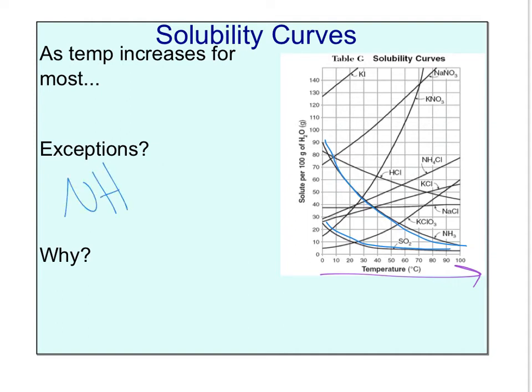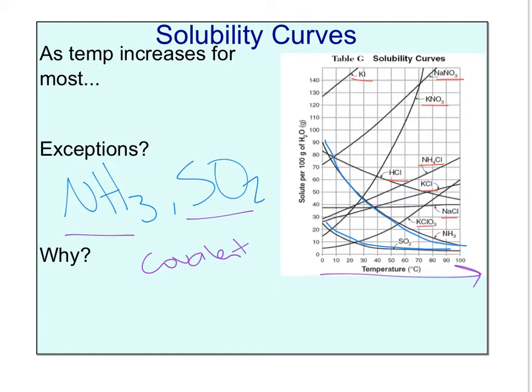NH3 and SO2. Take a minute now and think about why those might have a downward trend while the rest of them have an upward trend. You may have noticed that these two compounds are covalent, while the rest of these are ionic. They're metal-nonmetal combinations, where these ones are covalent nonmetal-nonmetal combinations.